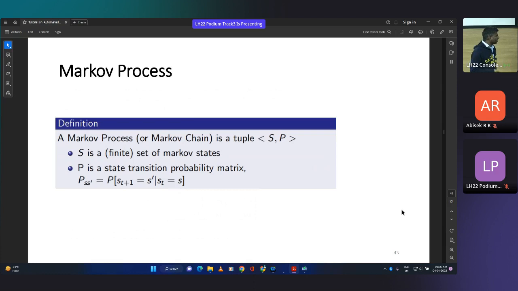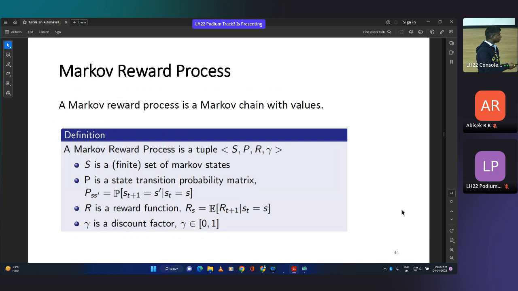A Markov process, you can say, is a tuple which consists of a set of states having some probability, that is, the state transition probability. In a Markov reward process, there are components: the set of states, the transition probability, and the reward function. The reward function is based on the action taken by the agent in a particular state.